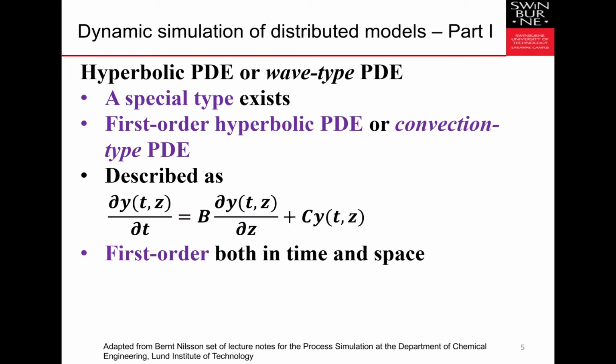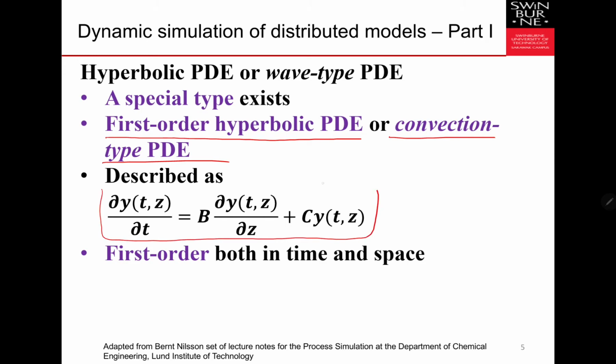it is second order with respect to time, and it is also second order with respect to space. Hyperbolic PDE or wave type PDE has a special type. The special type here is called the first order hyperbolic PDE or convection type PDE. It has this form where it is first order with respect to time and also first order with respect to space as well.